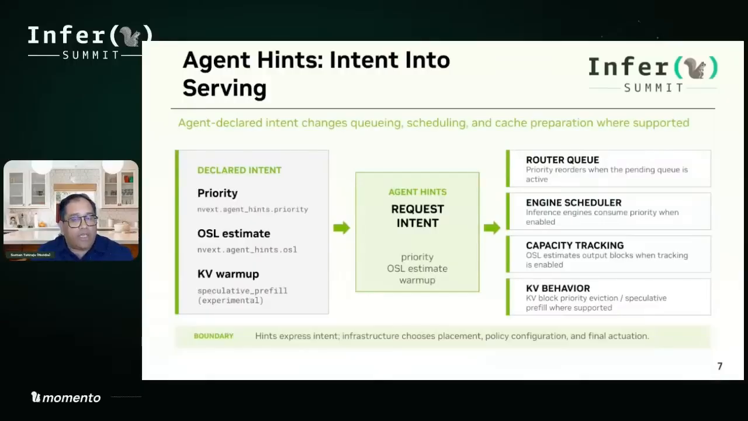Remember the agentic hint that I showed earlier? This is the one, which is the priority, which we are using for establishing priority reorders for that router queue. The code for this is already there in today's code, and we have tested it out across all 3 engines: vLLM, TRT-LLM, and SGLang. So you should be able to test it out from KeepUp.